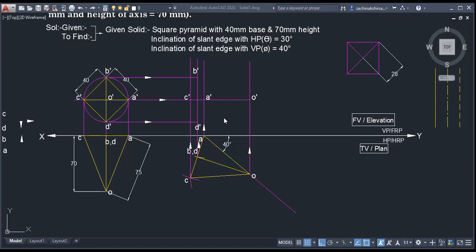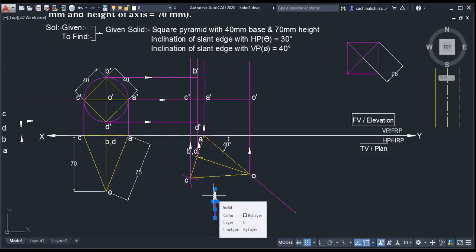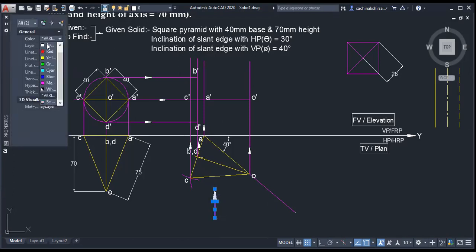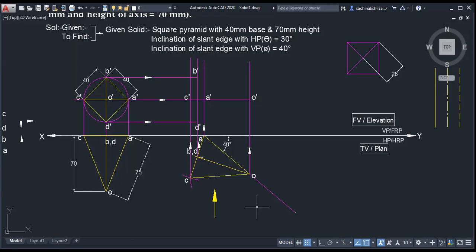Now while joining the points, very important: where will be the observer? While completing this, the observer will be at the bottom, observing the object from the bottom side in this way. Now we have to draw its view. The observer is here where I have shown just now the arrow. He is observing the object.